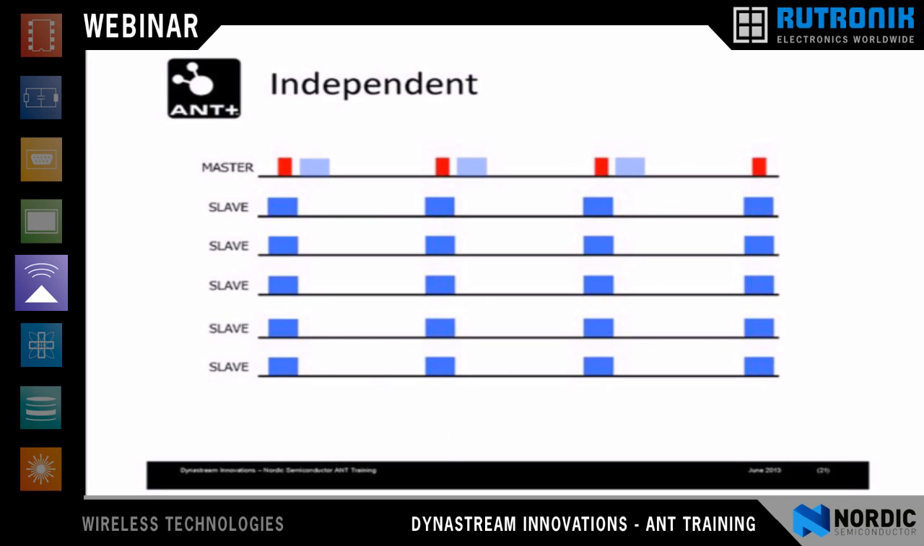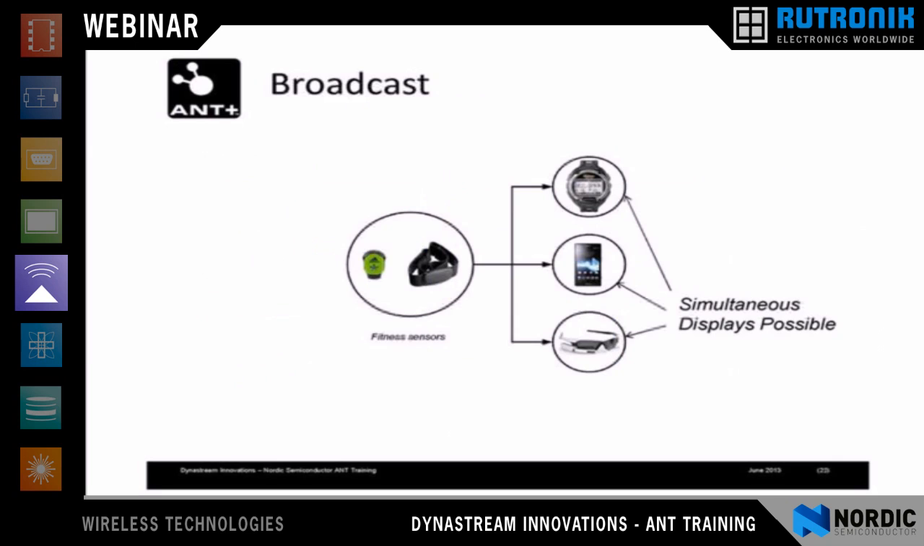So this is what an independent channel will look like. You'll have a master at the top. Again, the master is the transmitter. You'll have a variety of slaves out there, and they will all be able to listen to that information because it is purely a broadcast. There's no handshaking required to connect. You can just listen in, and as long as you match the ID of the device, you'll be able to listen to its data.